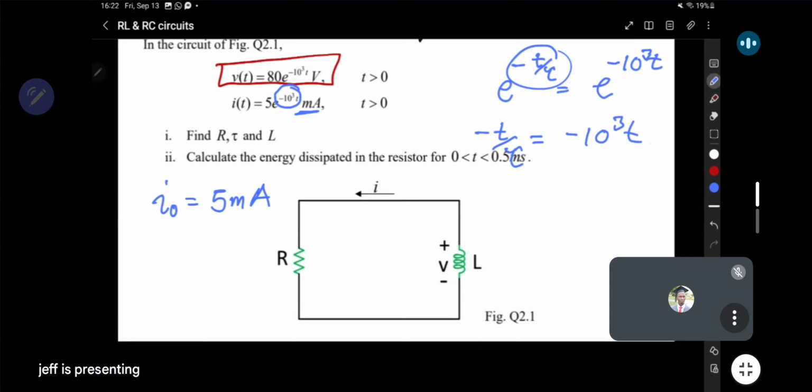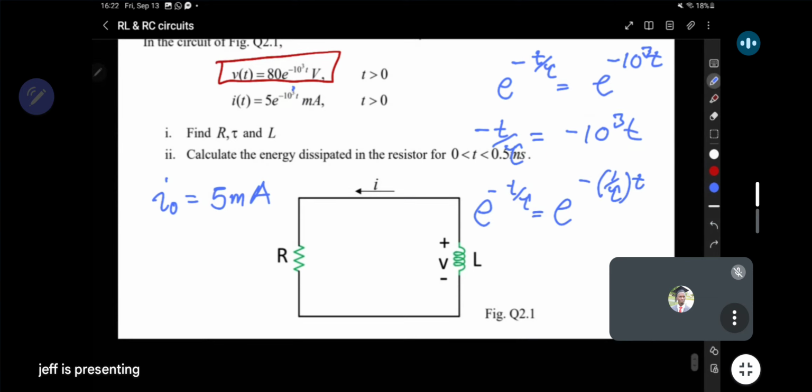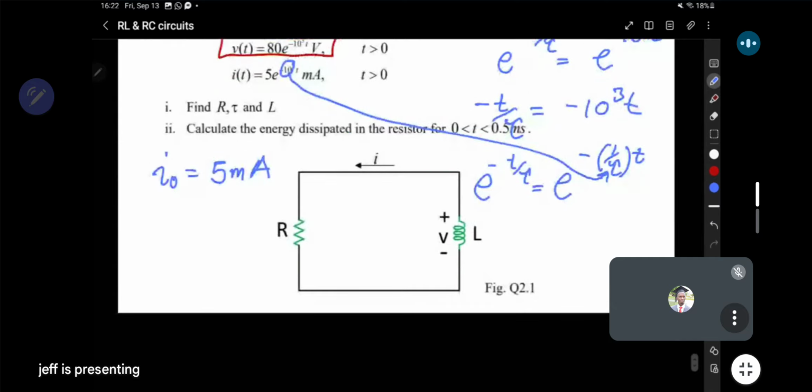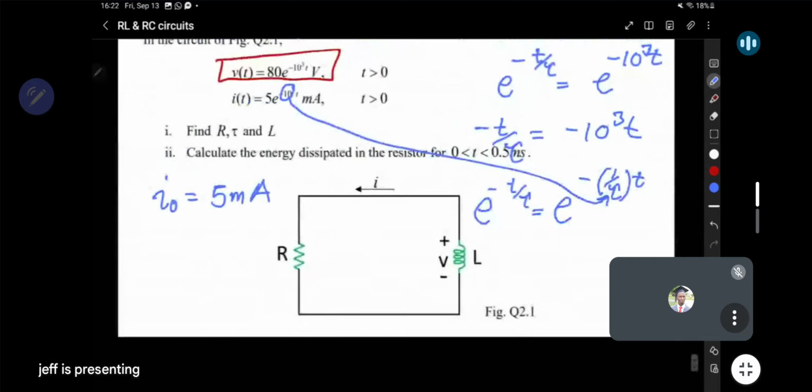Or since in each case I have coefficient t, I can say that this e to the power minus t over tau, I can look at it as e to the minus 1 over tau multiplying t. So here I can see the same thing, minus outside, then 10 to the power 3 multiplying t afterwards. What I'm trying to show here is that the 10 to the power 3 is what actually becomes equal to the 1 over tau. So you could have found it using any of these methods I've demonstrated there. So let's add more pages here.